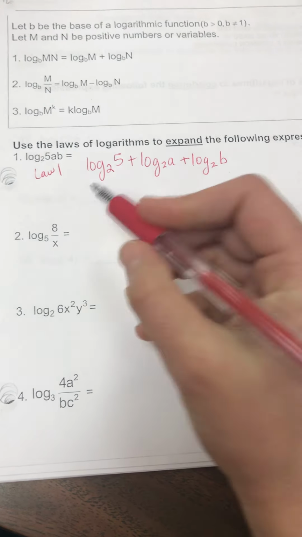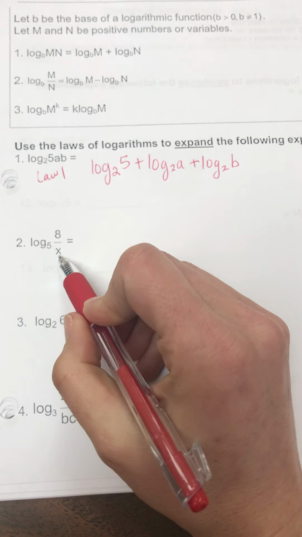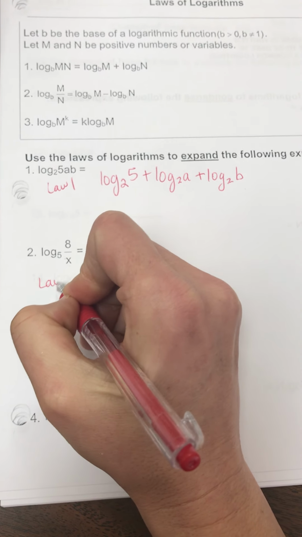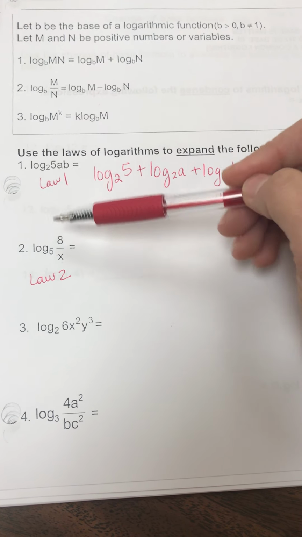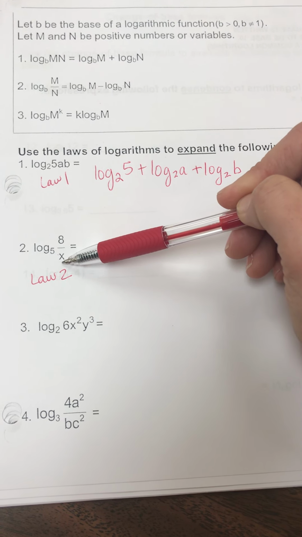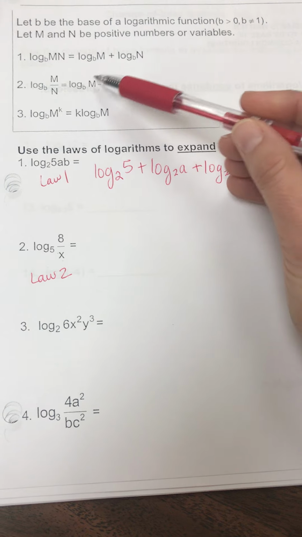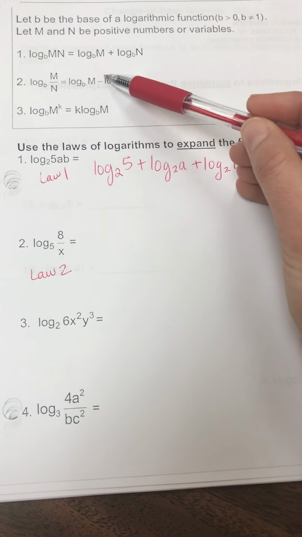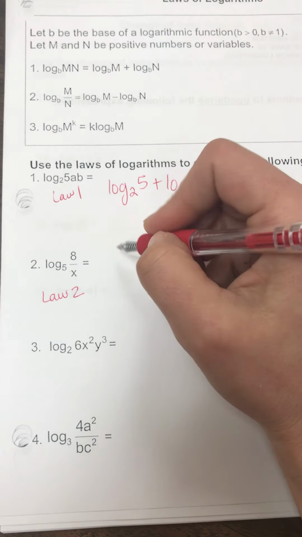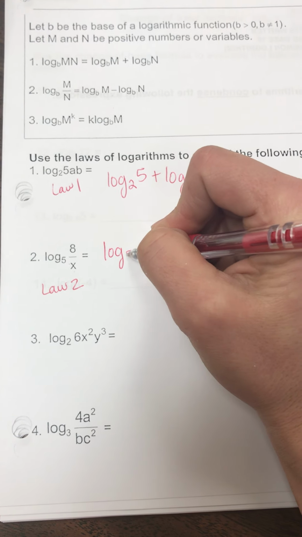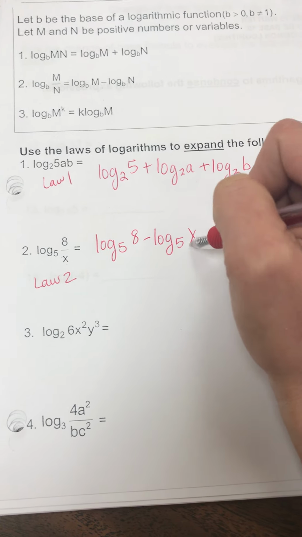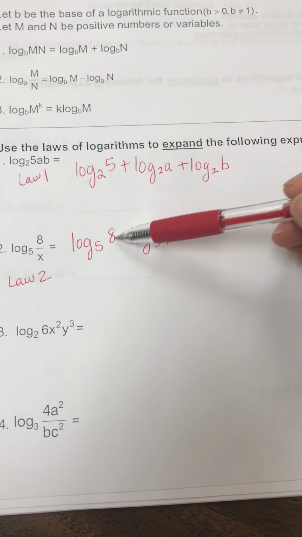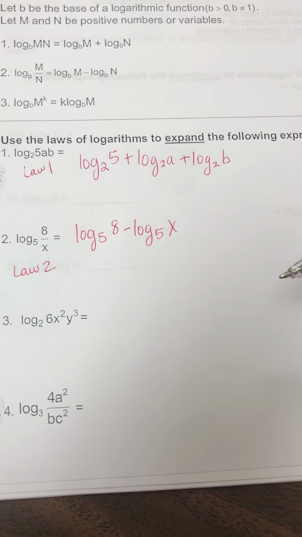So now here we're going to have log base 5 of 8 over x. This is going to be law 2 because you have m divided by n, right? 8 over x is what it looks the most like. So you're going to write it out, but here now it's telling us to subtract in between. So you're going to have log base 5 of 8 minus log base 5 of x. You just take the top one minus the bottom one.